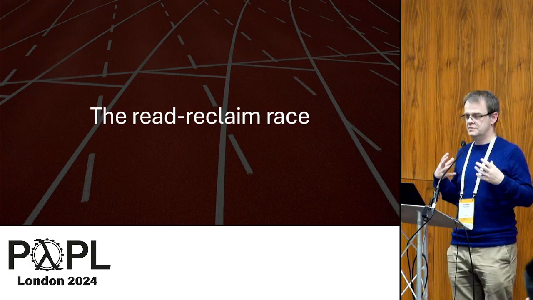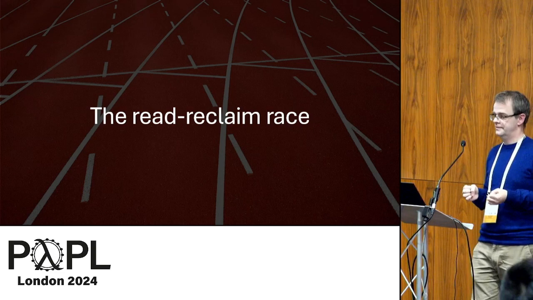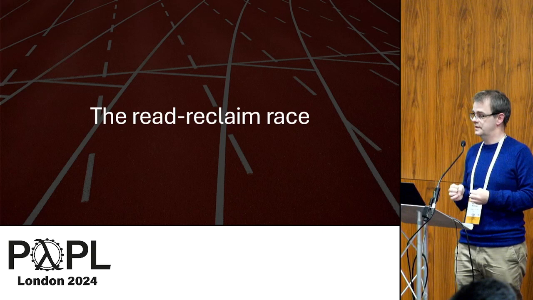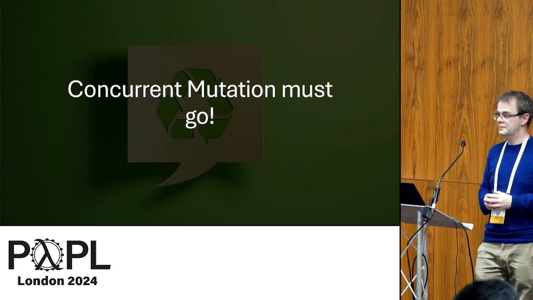And finally, if we have a read-reclaim race, life is really difficult, right? We are giving ourselves a really difficult problem to solve for temporal memory safety. It just is really hard. So I think concurrent mutation must go.